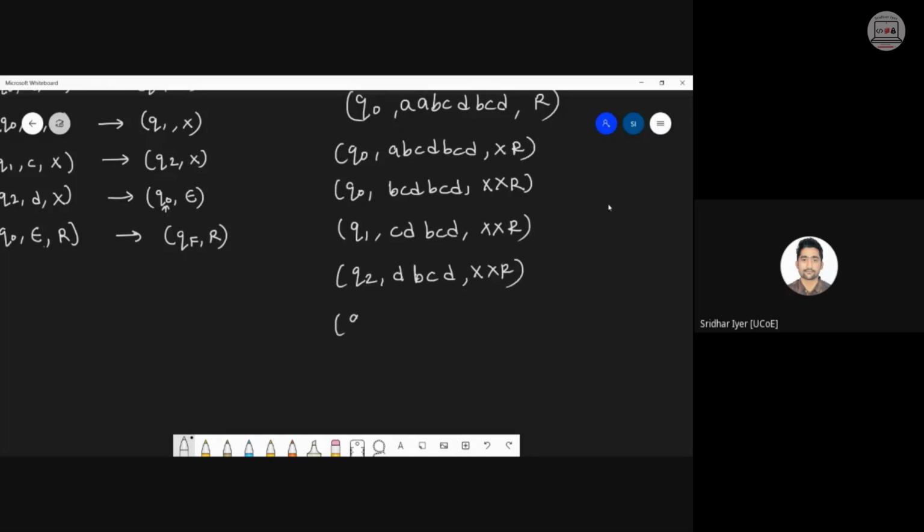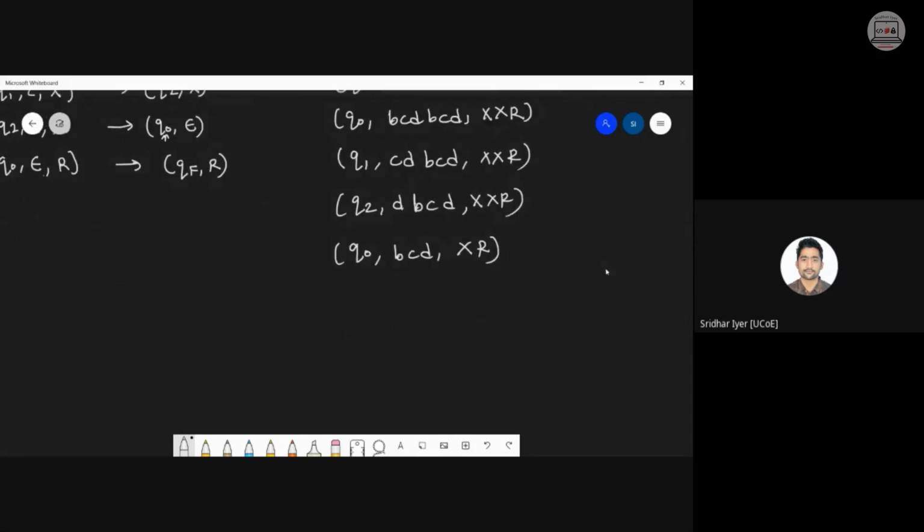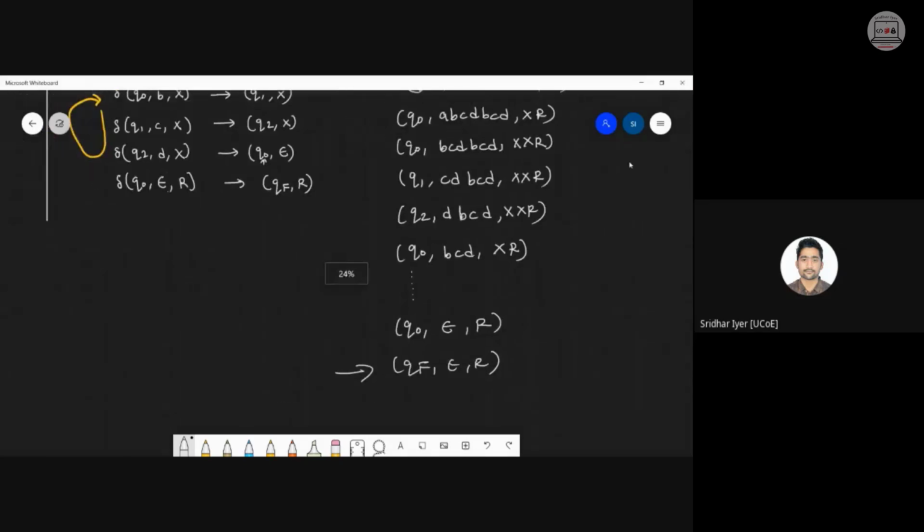Over here, the change will take place. So it will again go back to Q0. It is BCD. One X will be popped from the stack, and this entire thing will keep on going. Ultimately, we will reach somewhat like this. जब पूरा empty हो जाएगा stack आपका, and then we will go to the final state, somewhat like this. So it will be nothing but QF comma epsilon comma R, and here we will stop. Am I clear? This is how you need to solve the examples.